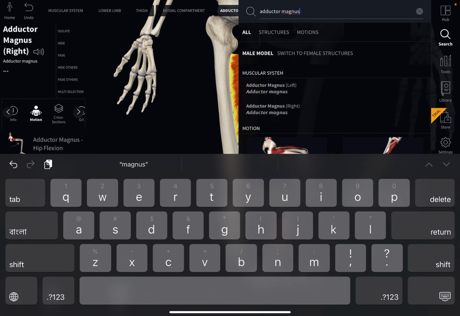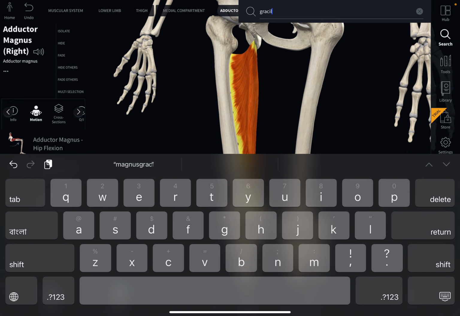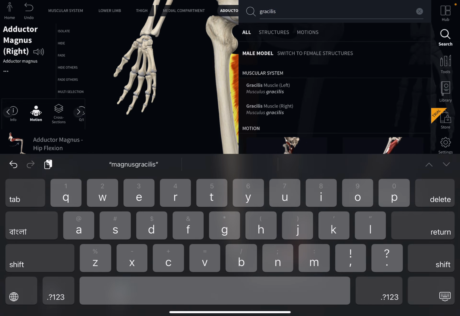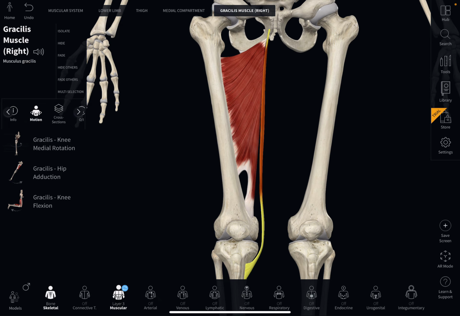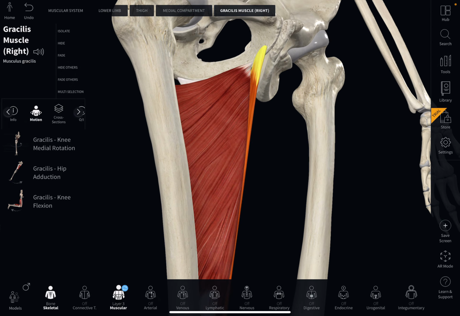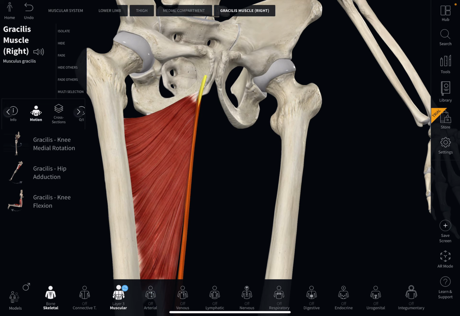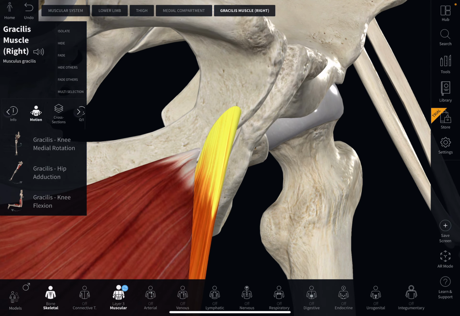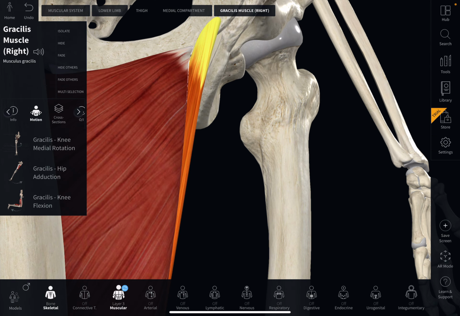Our next muscle is gracilis. This one is the gracilis muscle. You can see the longer one right here. The gracilis muscle originates from the medial margin of the lower half of the body of pubis. And it is inserted into the upper part of the medial surface of tibia behind sartorius.